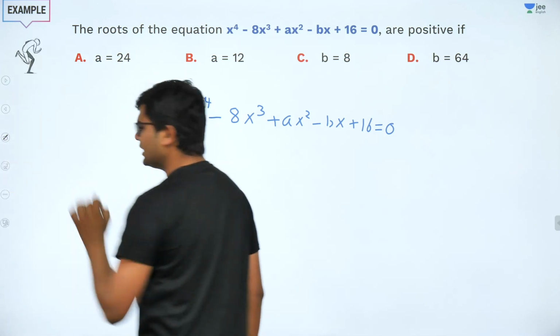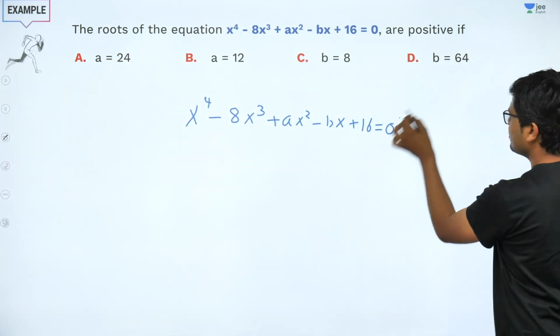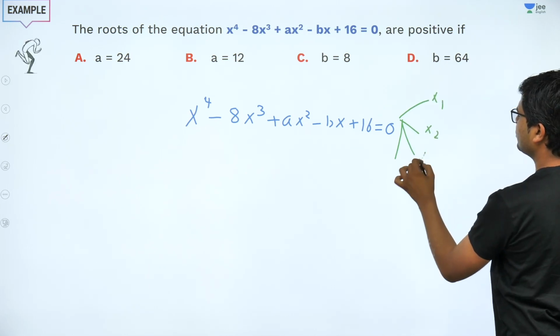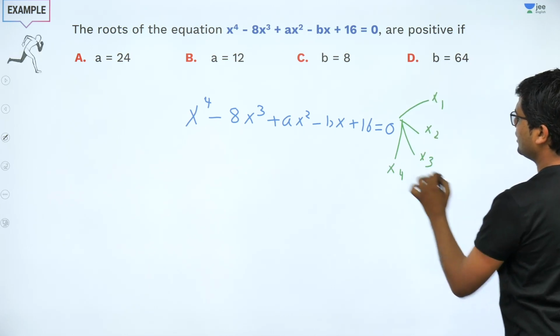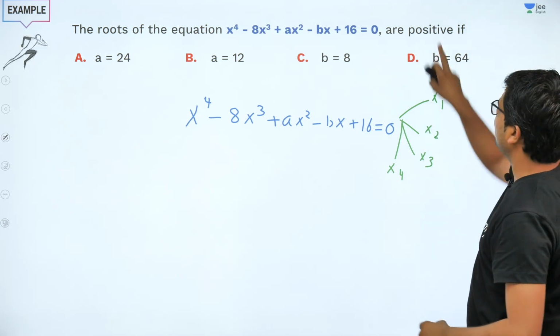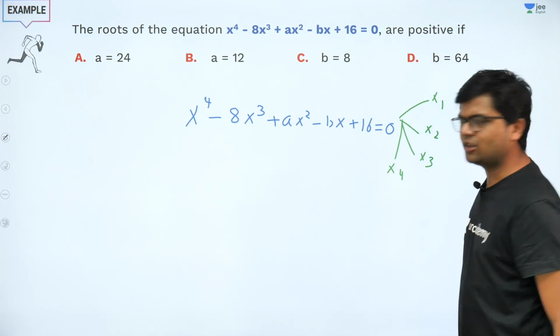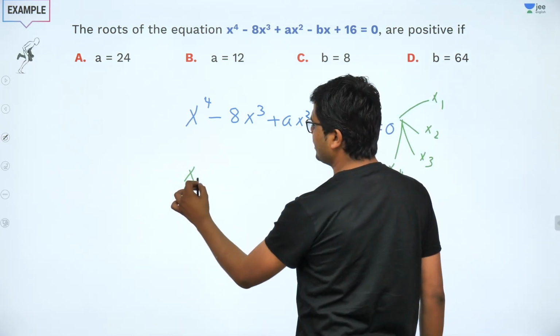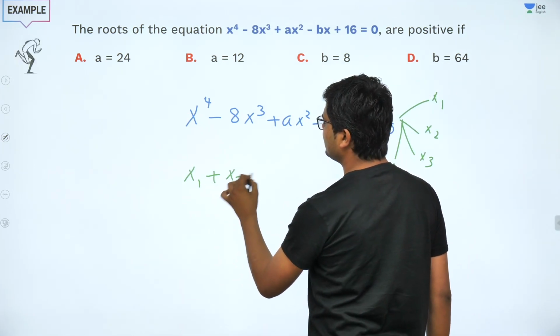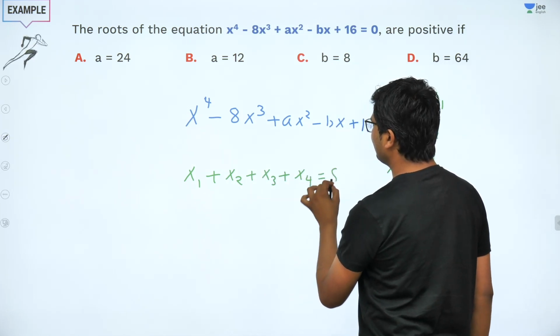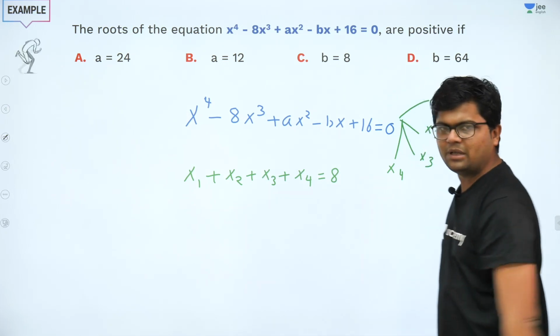Now this biquadratic has roots x1, x2, x3, x4. Let us suppose this equation has roots x1, x2, x3, x4. Now these four roots are positive, this the question has given us. So from this equation I can say that the sum of roots x1 plus x2 plus x3 plus x4 will come out to be minus b upon a, so it will be 8.